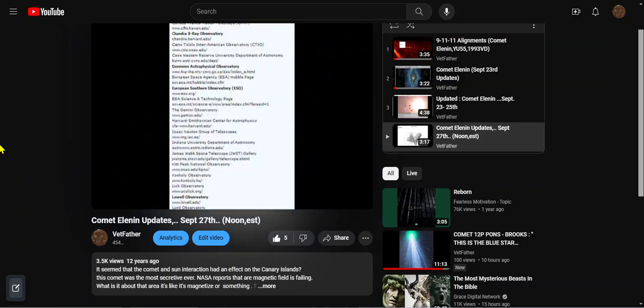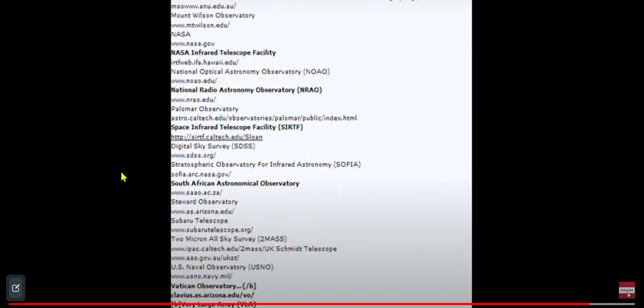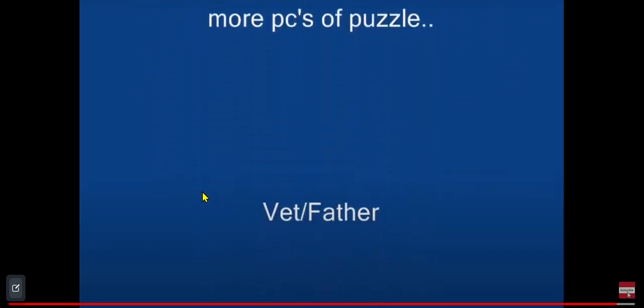And see, these are the observatories that used to be more open, but now we live in a world where deception is the norm and the cover-up.